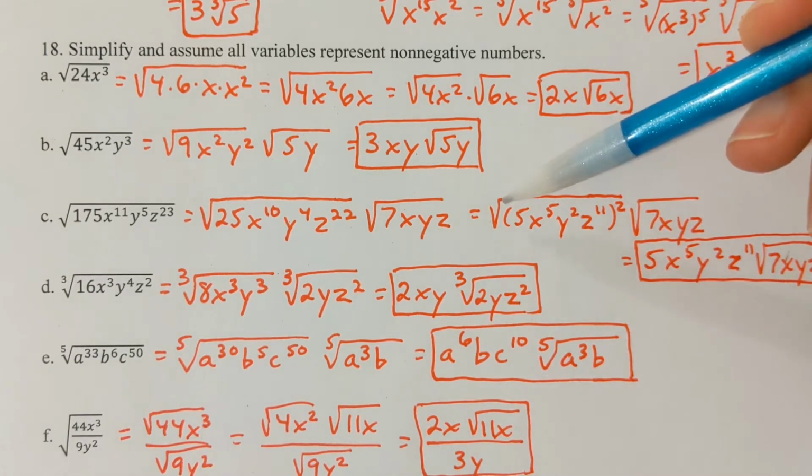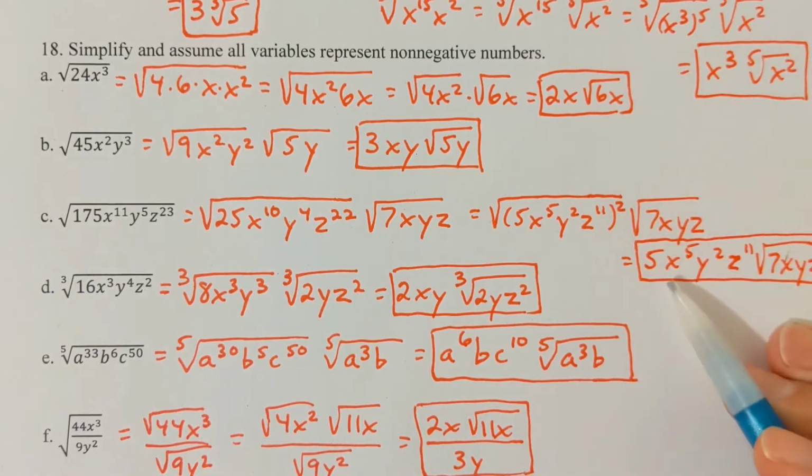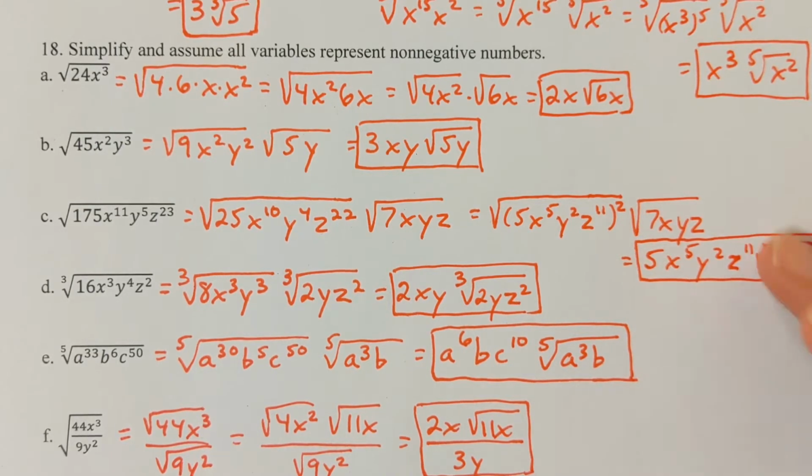Okay. Now the square root is going to cancel with the power of 2 there, and just leave me with 5x to the 5th y squared z to the 11th times the leftover. That was the square root of 7xyz. Okay, and you'd circle that there.